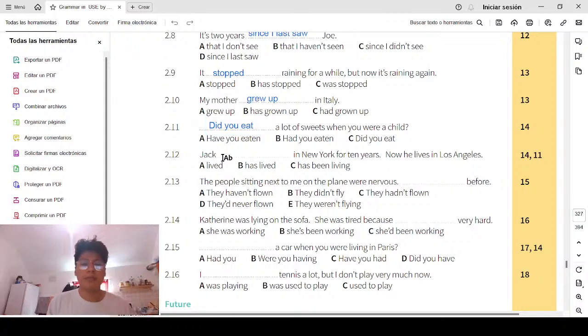So next one, 2.12. Jack lived in New York for 10 years. Now he lives in Los Angeles. Or, Jack has lived in New York for 10 years. Now he lives in Los Angeles. Or, Jack has been living in New York for 10 years. Now he lives in Los Angeles. So in this sentence, the correct answer is "lived." Jack lived in New York for 10 years. Now he's living in Los Angeles.